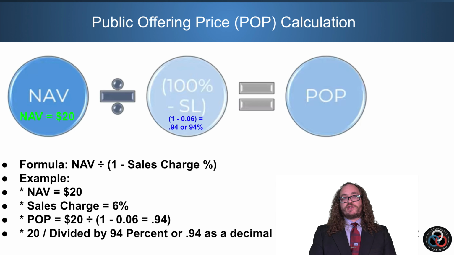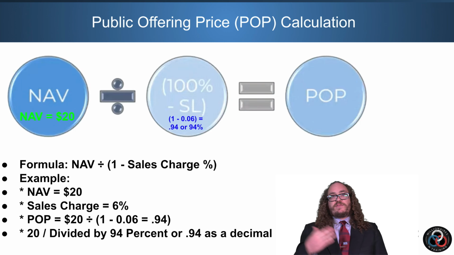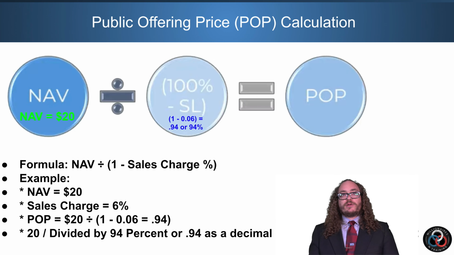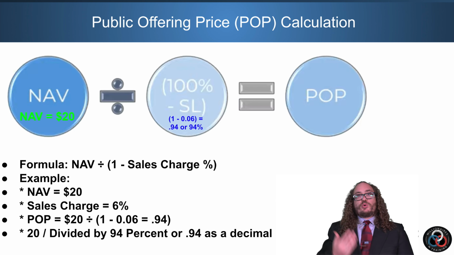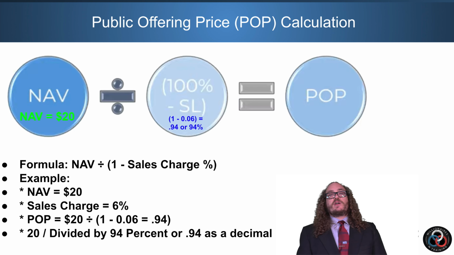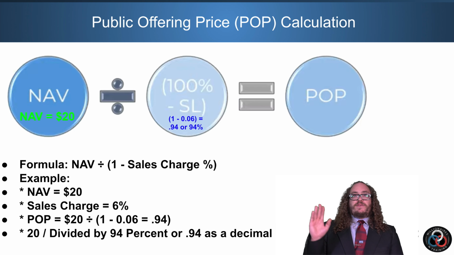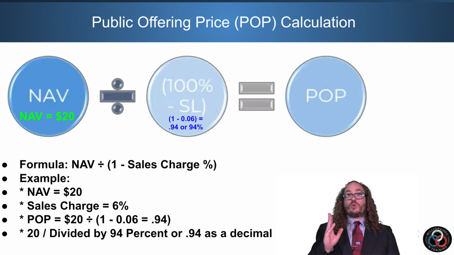So the sales charge is 6%, $20 divided by, I've got to take 100 minus 6%, or 1 minus 0.06, that gives us 94% or 0.94. So really what this ends up being is $20 divided by 94%, or 0.94, which gives me a public offering price of $20.22.